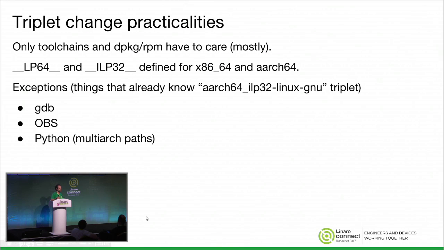But most of those check __ILP32__ for whatever it is, right? Because that's the right thing to do. Very few things actually have to care what the triplet was that gave them that. Pretty much toolchains. So the only thing that shows through is multi-arch paths, which is annoying. So Python has a, if on ILP32, then this multi-arch path. And we really ought to have an upstream way of setting multi-arch paths, but we don't, and that's a separate subject.